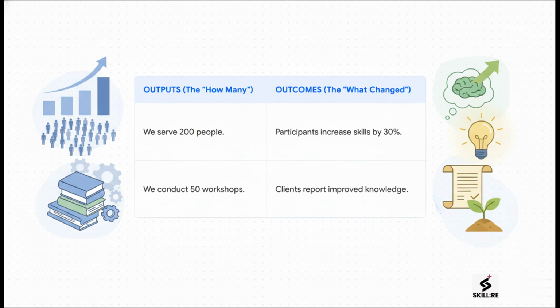outcomes. If you remember anything, remember this. Outputs are about how many. It's your raw numbers. Outcomes are about what changed. It's the real difference you made. Serving 200 people is your output, those people increasing their skills by 30%, that's the outcome. Getting this right is absolutely everything when you're writing grants.